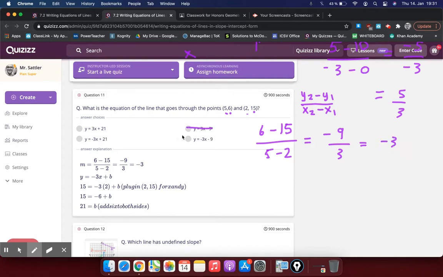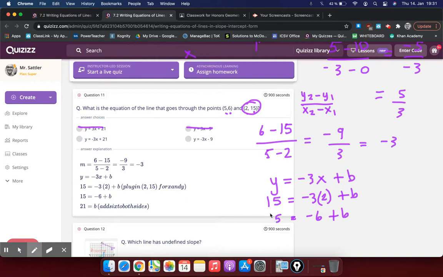Okay, and so we can get rid of this one and this one. And now to find the y-intercept, since neither one of these are the y-intercept, we have to choose one of these points. I'm going to choose this one and plug it in for x and y and solve this equation for b. So 15 goes in for y, 2 goes in for x, so that means we're going to have to multiply. Negative 3 times 2 is negative 6. And then we're going to add 6 to both sides and get 15 plus 6 is 21. So that gives us this option right here.